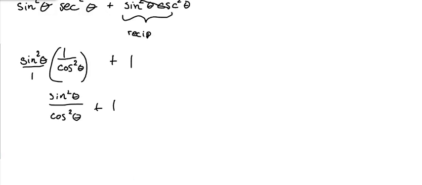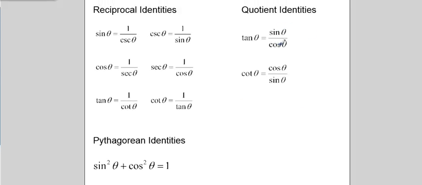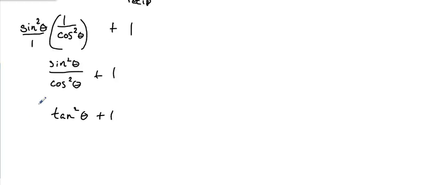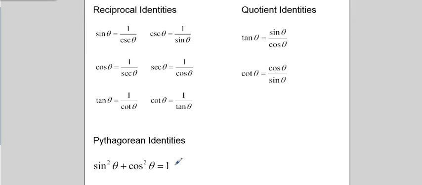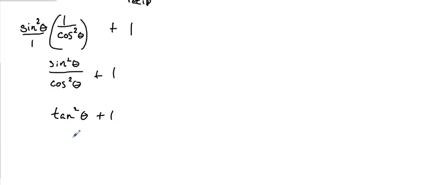And let's take a look at our identities here, and we know that sine over cosine is a quotient identity that's equal to tangent. So we know that sine squared over cosine squared is tangent squared. Now, on the answer choices on the midterm, you will not see tangent squared plus 1, and there's a reason why, because you can keep going. Let's go back to our identities. If you notice, tangent squared plus 1 is secant squared, so you have to write that tangent squared plus 1 is equal to secant squared, and that is your answer.